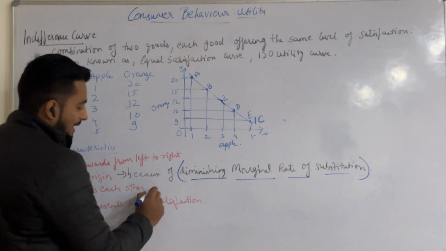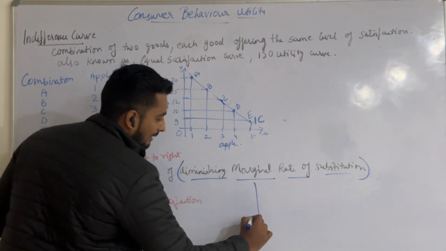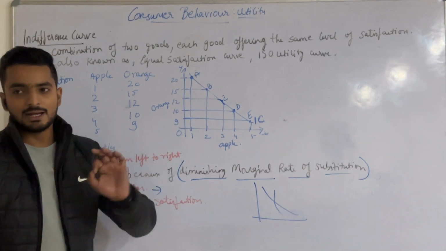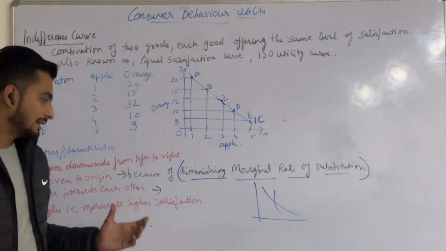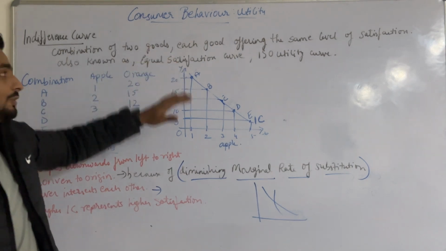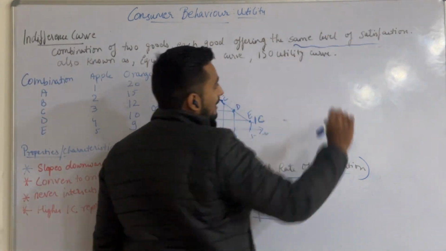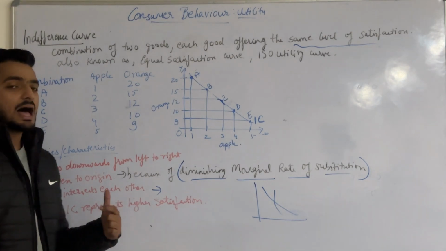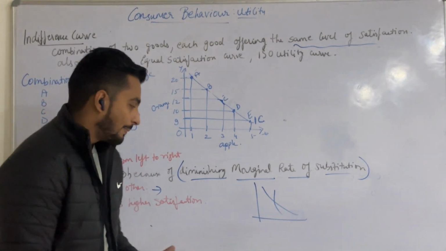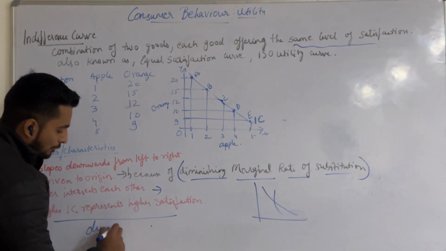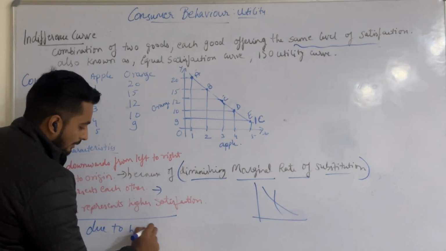Then, indifference curves never intersect each other because they give the same level of satisfaction, so they never intersect like this. They always give the same level of satisfaction because it is written that it is a combination of two goods offering the same level of satisfaction. Then, a higher indifference curve represents higher satisfaction. Why does a higher indifference curve represent higher satisfaction? Due to higher income.